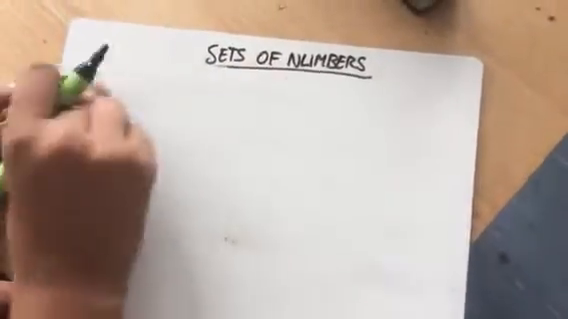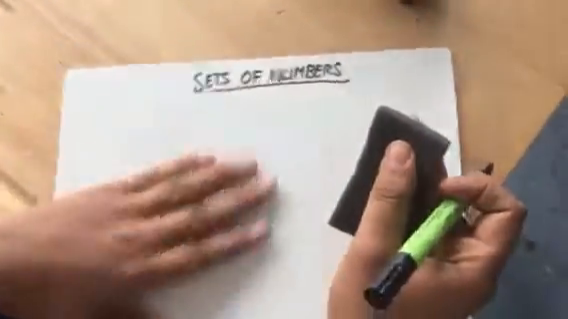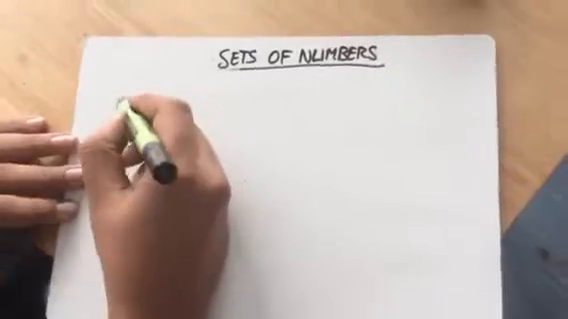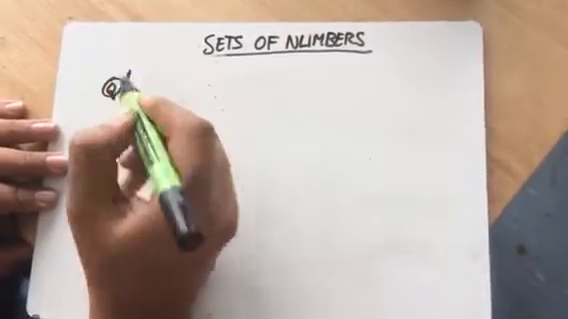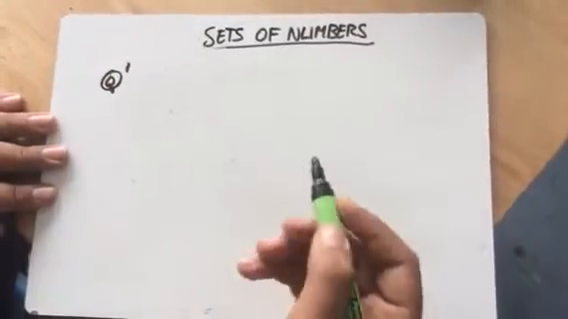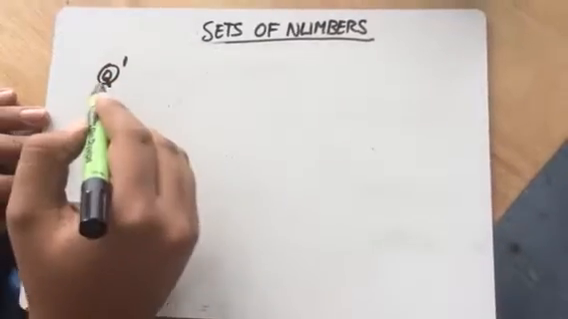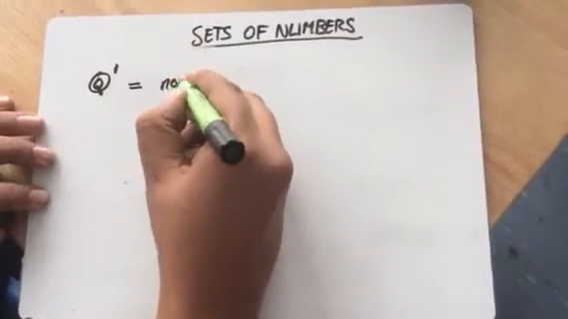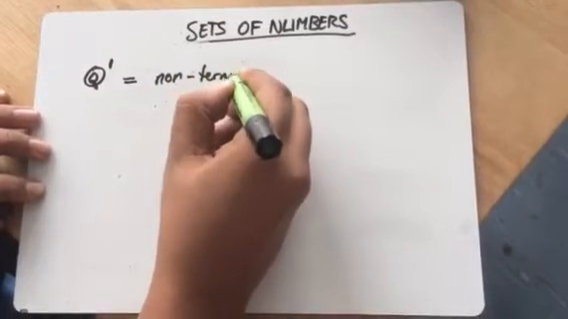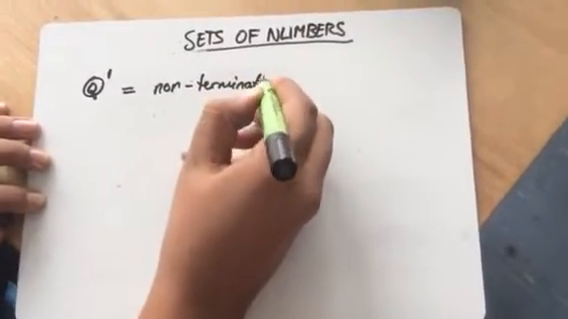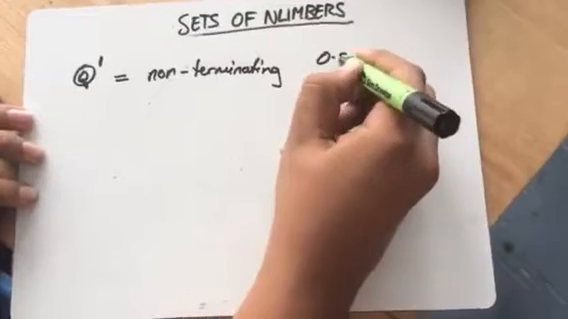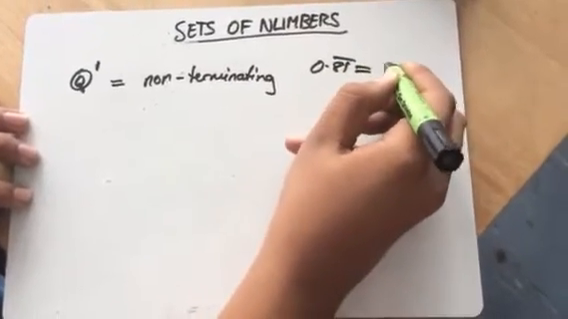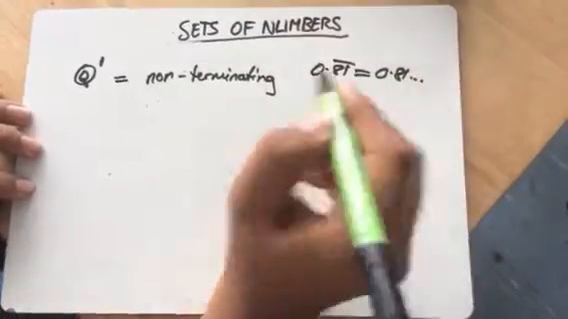There are more sets, including the set of irrational numbers. This is shown with Q dash. The dash is read as is a complement of, which means everything outside of Q. Irrational numbers have three features. They are non-terminating, which means they never finish. Just like 0.81 recurring never finished. It just went on for infinity.